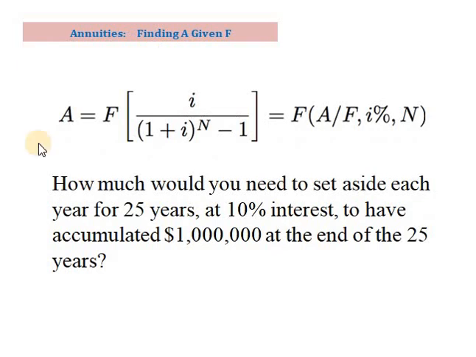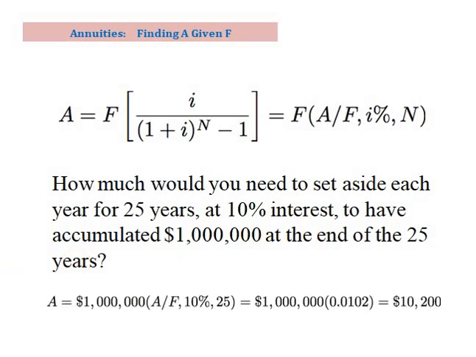Now again, if I want to calculate A, knowing F, how much would you need to set aside each year for 25 years? So I'm asking for the annuity to have accumulated $1 million at the end of 25 years. So you see, it's the same idea. You just get the value of the factor from the table and multiply it by the future value, which is in this case the $1 million. This is the final answer.